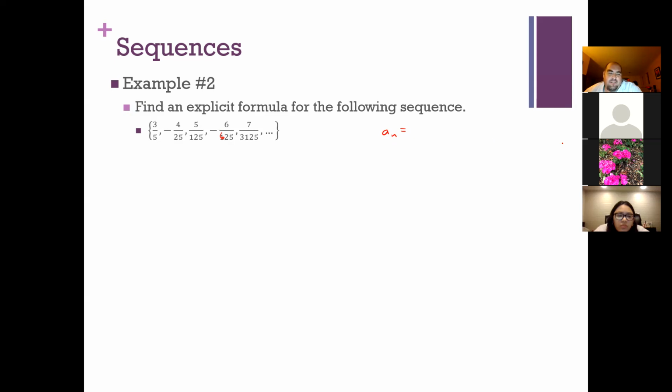So how can we start marching towards that? A good way to do that would be to try to relate our terms to our indices. So I know when n equals 1, a sub 1 is 3/5. A sub 2 is -4 over 25. A sub 3 is 5 over 125, which, as Rios was saying, can definitely be reduced, but I would like to be able to see the relationships that are at play.